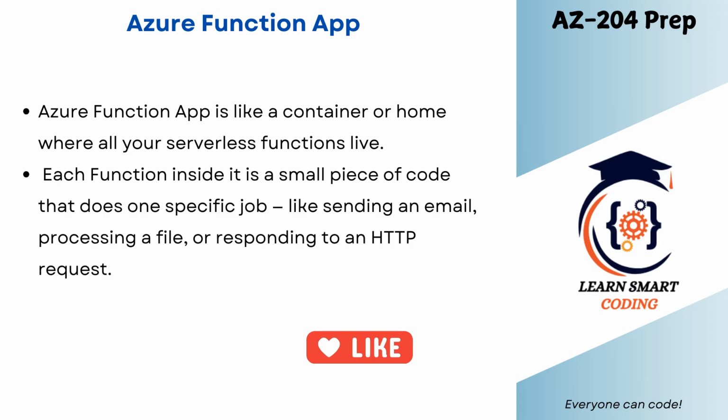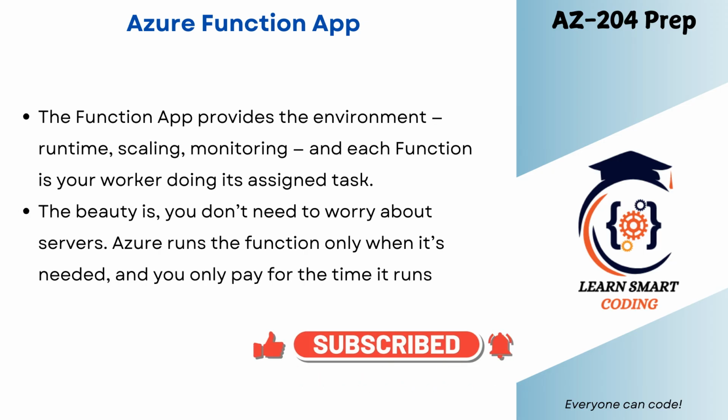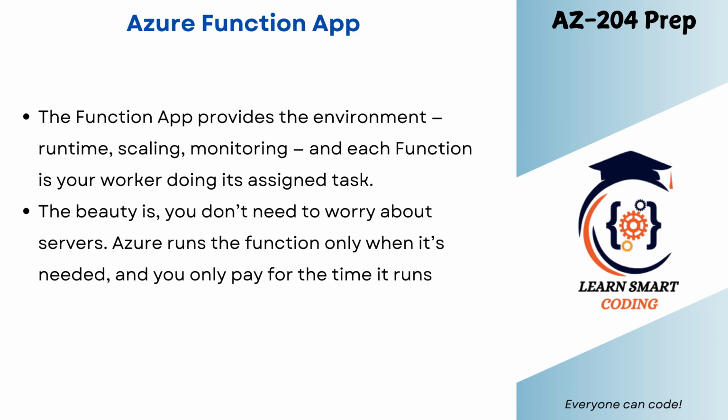So an Azure Function app is like a container or home where all your serverless functions live. Each function inside it is a small piece of code that does one specific job, like sending an email, processing a file, or responding to an HTTP request. The function app provides the environment like runtime, scaling, and monitoring, and each function is your worker doing its assigned task. The beauty is you don't need to worry about servers. Azure runs the functions only when needed, and you only pay for the time it runs.